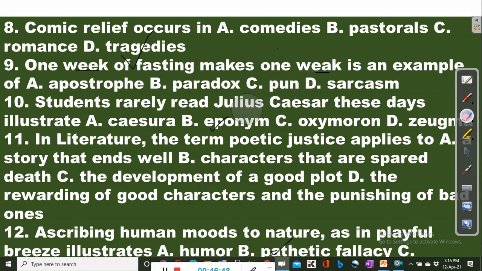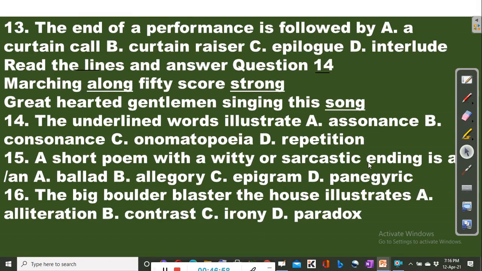But of course, let's have a clean screen so we'll be able to see clearly and know when we are looking at a new question altogether. Now, question number 13, the end of a performance is followed by a curtain call. That is correct, and I will explain why. B, curtain raiser, no. C, epilogue, no. D, interlude, no. Now, a curtain call is what follows a performance.